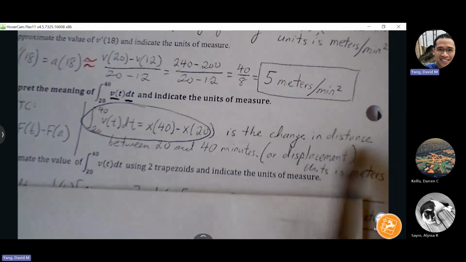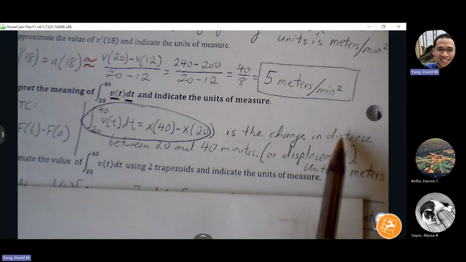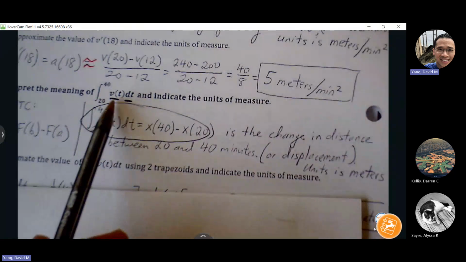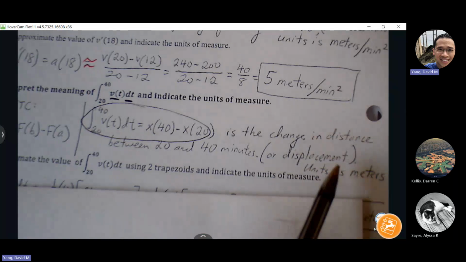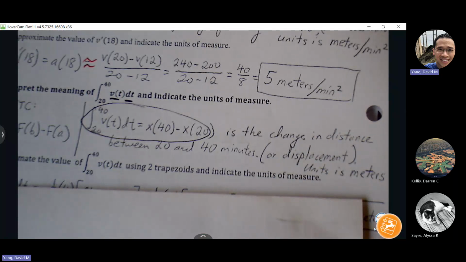We don't want to say change in velocity, even though you may be tempted to, because you see something in terms of velocity. But things have changed; this is in terms of distance now. We're accumulating her velocity. So if we accumulate her velocity, then we know exactly how much she's traveled.